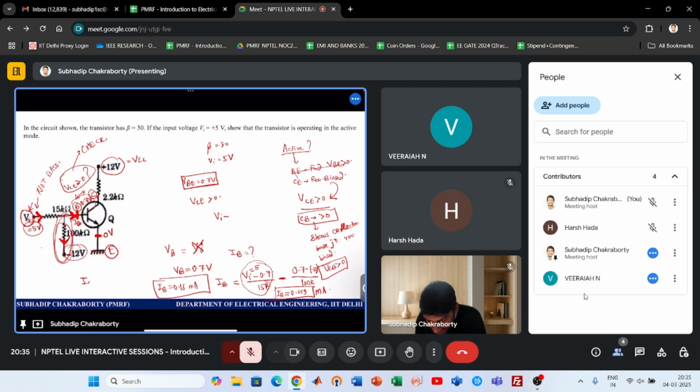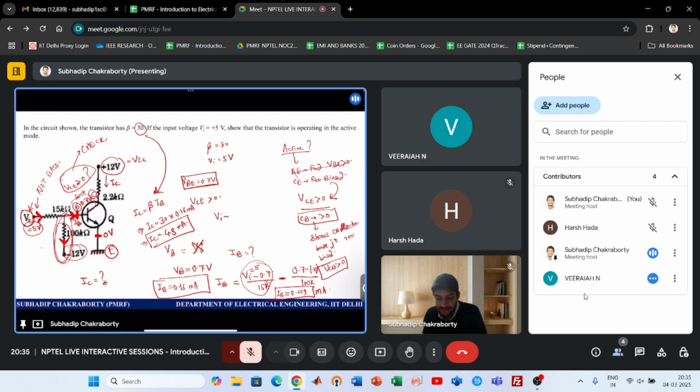So now calculate IC. Easy. IC is beta IB. And beta means 30 from here. And IB is 0.16 milliampere. So what is IC coming? Please tell me in milliampere. So 30 times amplification you are getting. And the answer is 4.8 milliamps, right?